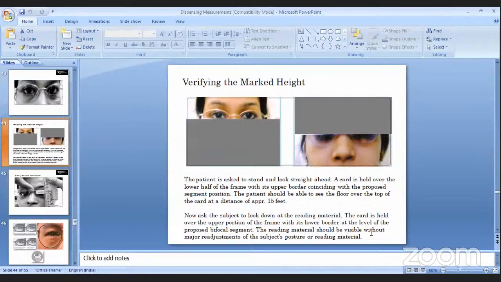You can cover the upper half of the lens aperture and ask the patient to look at the reading object. If the bottom of the card is not obstructing while viewing the reading object, the height marking is correct.